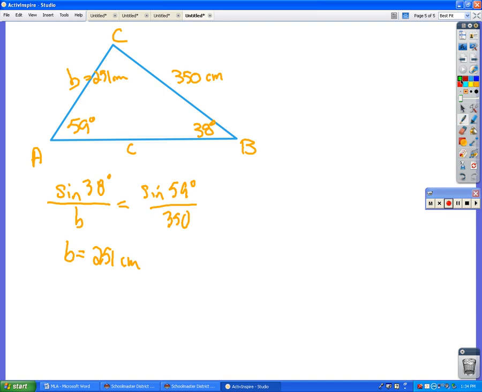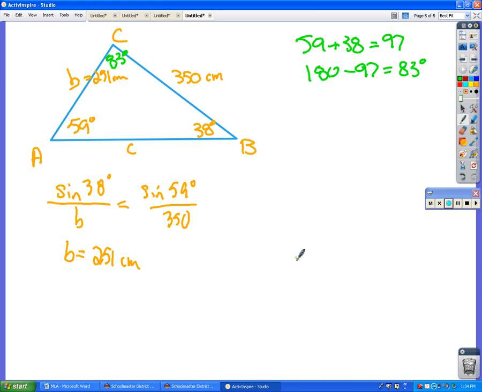Okay, now let's figure out what C is. In order to do that, we need to know the angle that's across from side C. We need to know what angle C is, which is not labeled, but we can figure it out. What is it? Good. We remember from the very beginning that all these three angles are going to add up to 180. So if I go 59 plus 38, I get 97. And then 180 minus 97 equals 83. So this guy right here has to be 83 degrees.